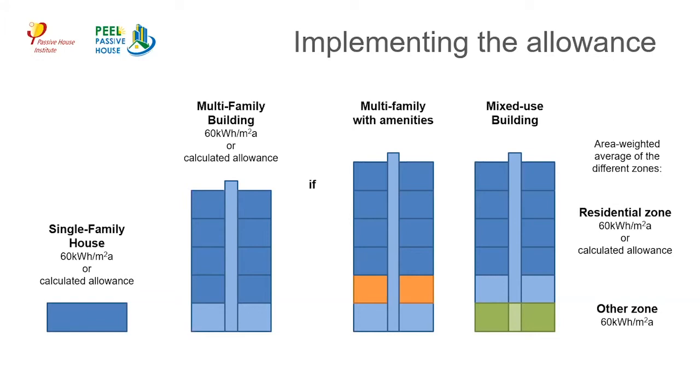The tool already has a worksheet where you can actually do this in a very easy way. So you have the residential project linked to the tool, and then you just enter the main results of the non-residential part, and the area weighted average is done automatically.